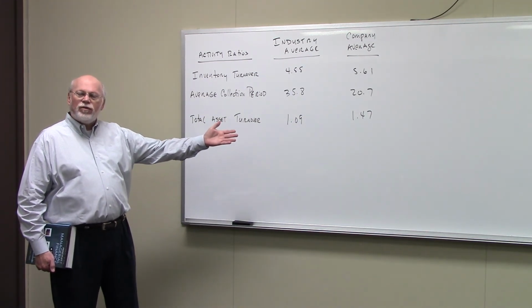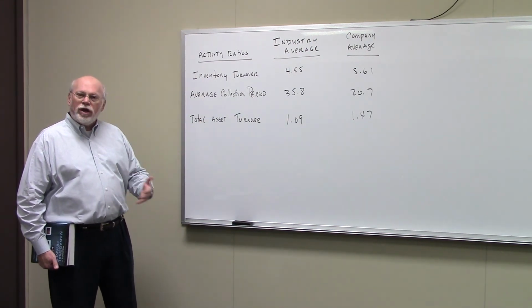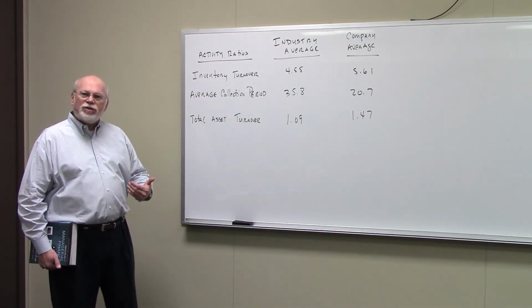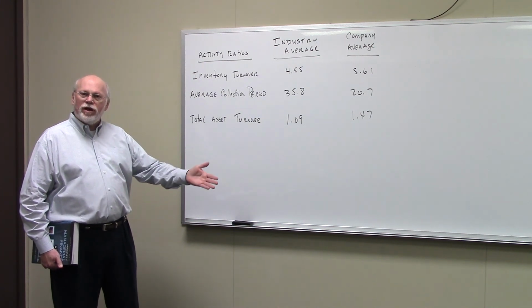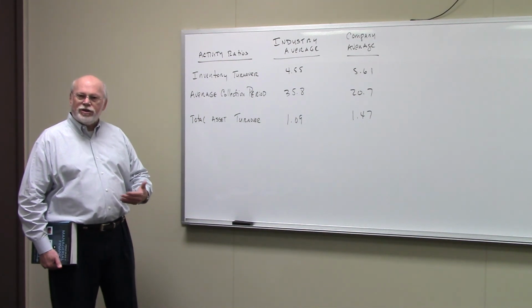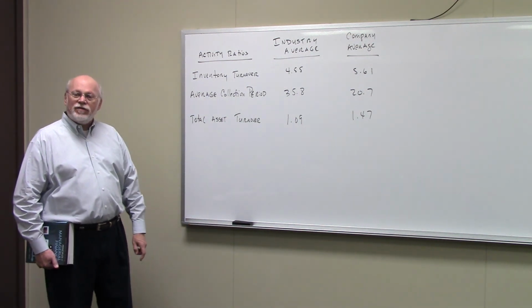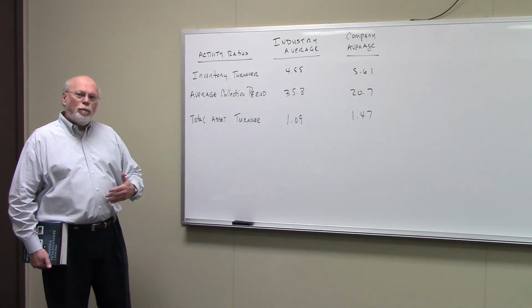Again, this is a ratio that you want to be higher as opposed to lower. The way you would analyze this is that Fox Manufacturing's ability to generate revenue from its investment in total assets is superior to that of the typical firm in the industry. This is total asset turnover, and these were activity ratios, which again measure the firm's ability to utilize its resources.